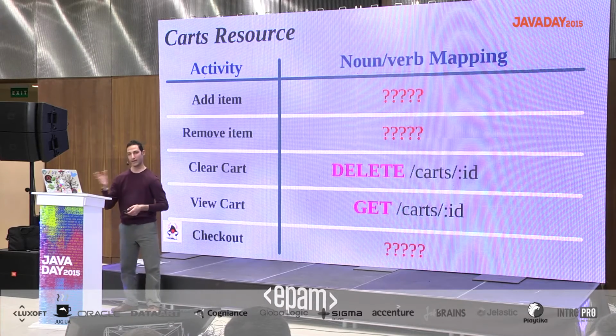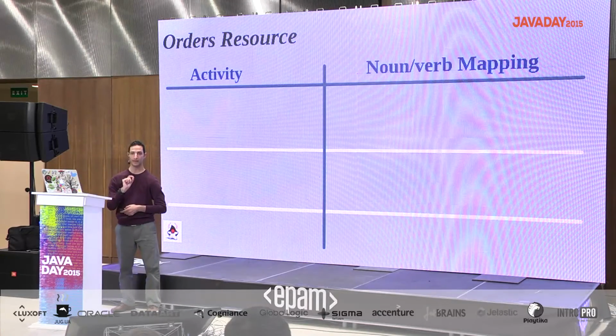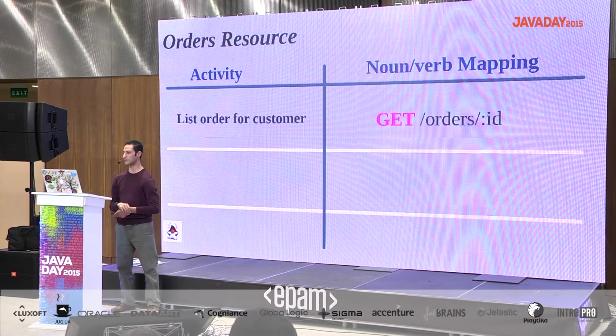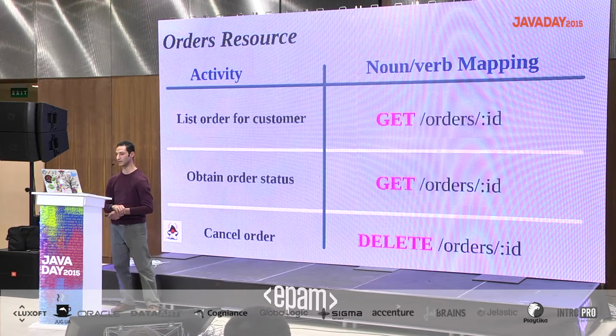So let's get back to this design after seeing the relationship between the resources. This is very, very important. Complete the other resources: order. You list orders, get order by ID, obtain an order status, and finally you can cancel an order by deleting the order.